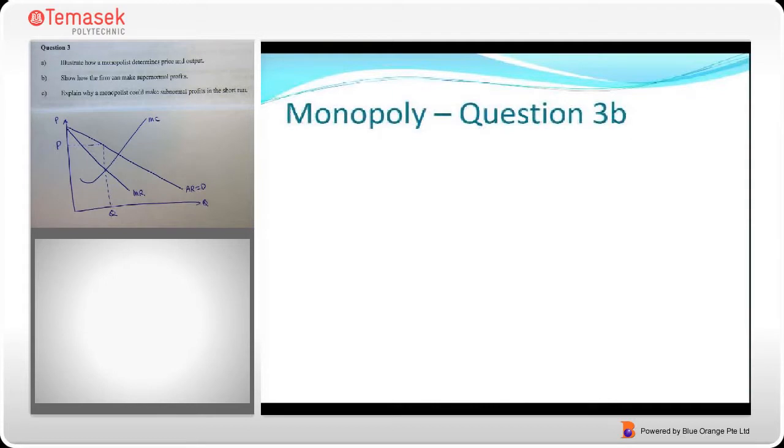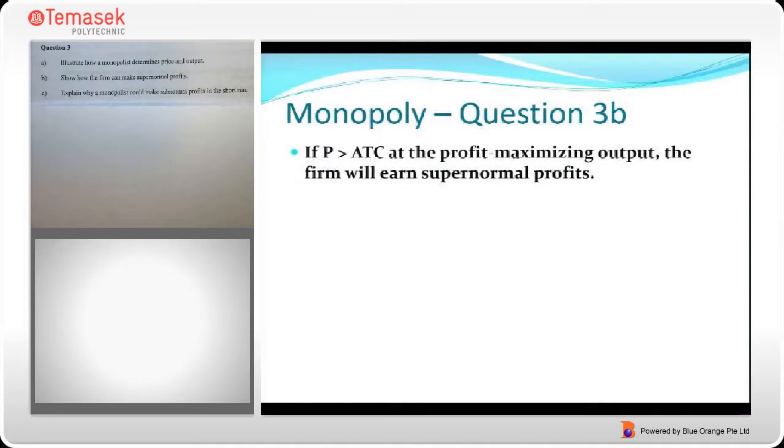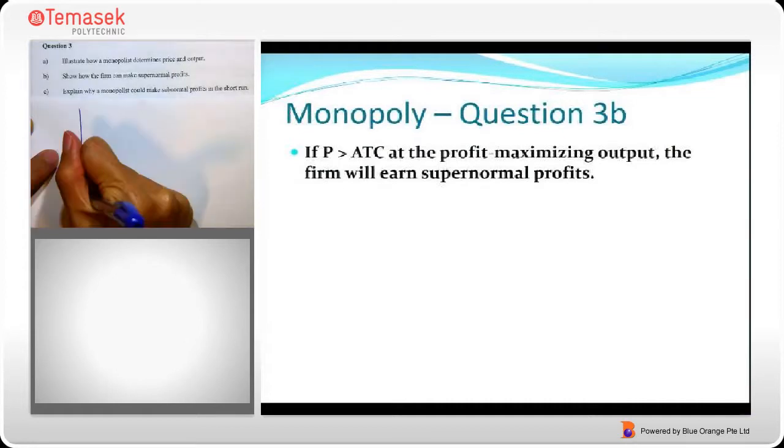Okay, next, question 3b says to show how the firm can make supernormal profits. First let's explain. A firm can make supernormal profits when price is more than ATC at the profit maximizing output. And as we know, a monopolist has barriers to entry, and that's the reason why monopolist firms can make supernormal profits in the long run, as well as in the short run. So we need to draw our diagram for this.